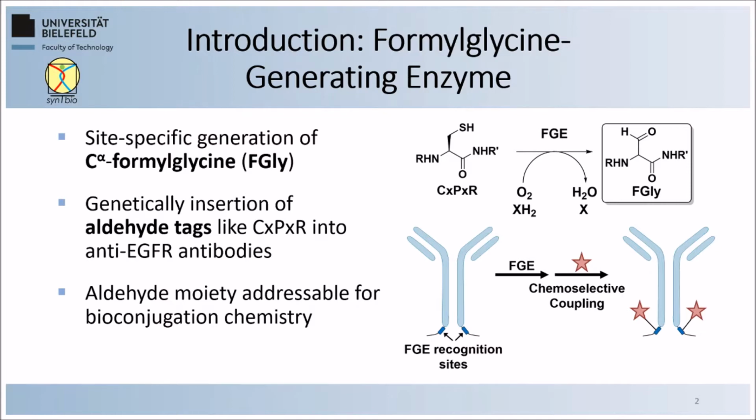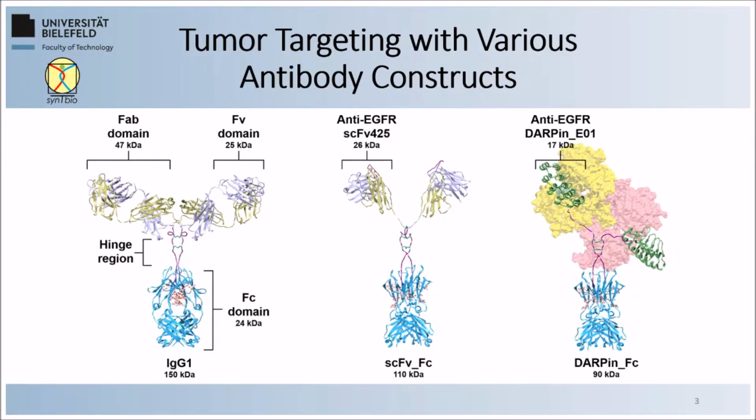This recognition motif, or aldehyde tag, can be genetically inserted into proteins to perform a site-specific FGly conversion. With the aldehyde moiety of the FGly, the protein becomes addressable for bioconjugation chemistry to generate antibody-drug conjugates. Therefore, we designed various antibody constructs for a specific targeting of the epidermal growth factor receptor.